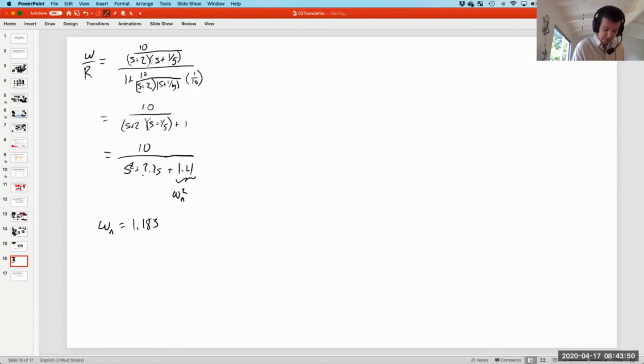And then this term is identical to 2 times zeta times omega n. So what I'm doing is I'm just matching this denominator to the canonical denominator from a couple slides ago, i.e. Wednesday. So we know that 2 zeta omega n is 2.2. So if you wanted to solve for zeta, we have all the pieces of the puzzle here. We get zeta is 0.93.